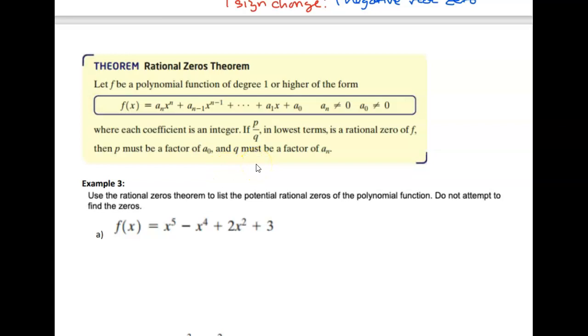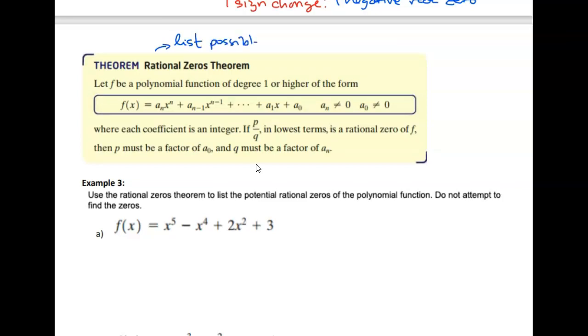Right? So basically, this theorem helps us list possible zeros, possible real zeros of our polynomial. And it's possible rational real zeros. So this helps us list possible rational real zeros of the polynomial.